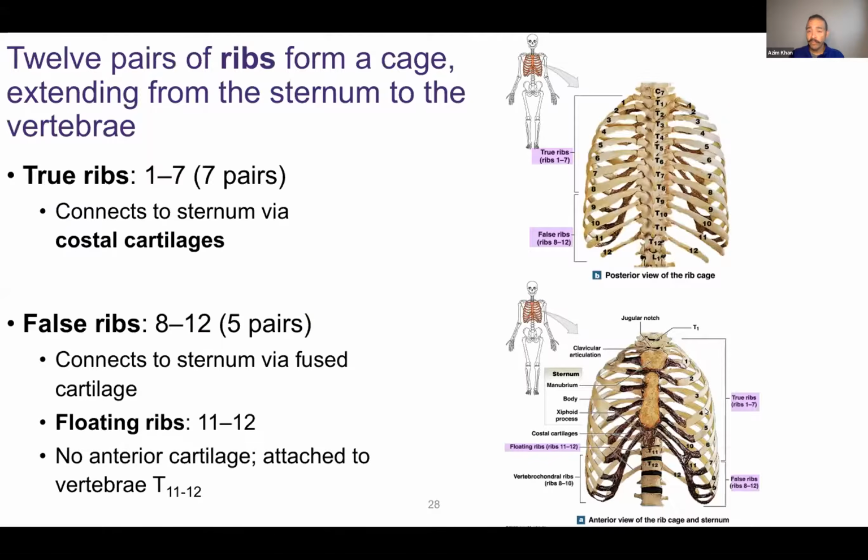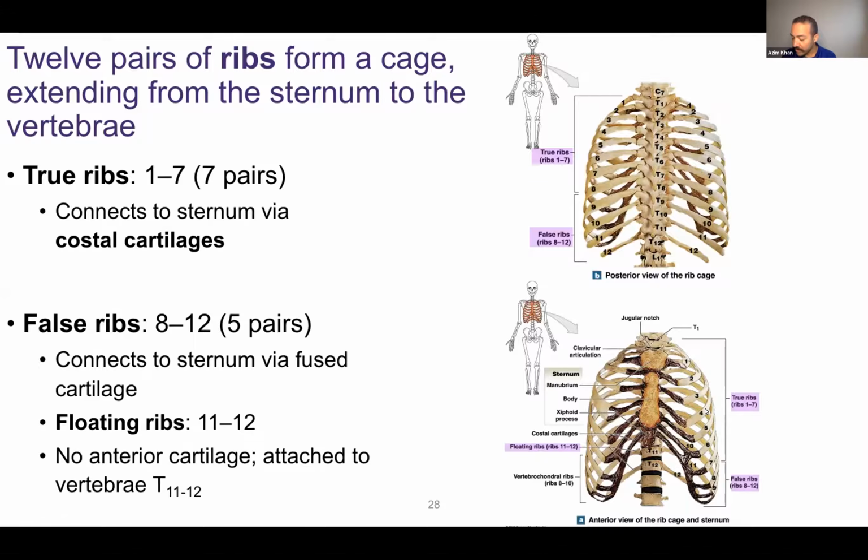There are 12 pairs of ribs. It's easiest to count them from a posterior view because not all of them wrap around to the front. So there are 12 pairs. You can count them all here. There's 12, one on either side.